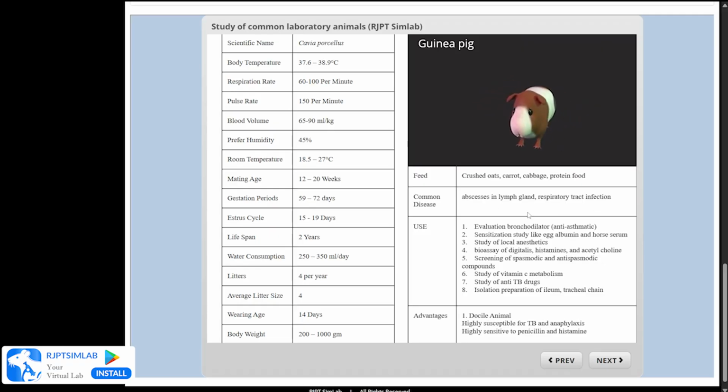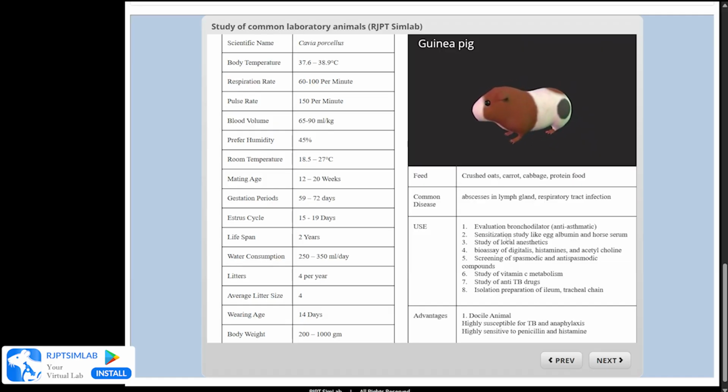Use of guinea pig in laboratory experiments is for the evaluation of bronchodilators, which means anti-asthmatic drugs. Sensitization study like egg albumin and horse serum, and study of local anesthetics. Bioassay of digitalis, histamines, and acetylcholine. Screening of spasmodic and antispasmodic compounds. Study of vitamin C metabolism. Study of anti-TB drugs. And isolated preparation of ileum, tracheal chain.